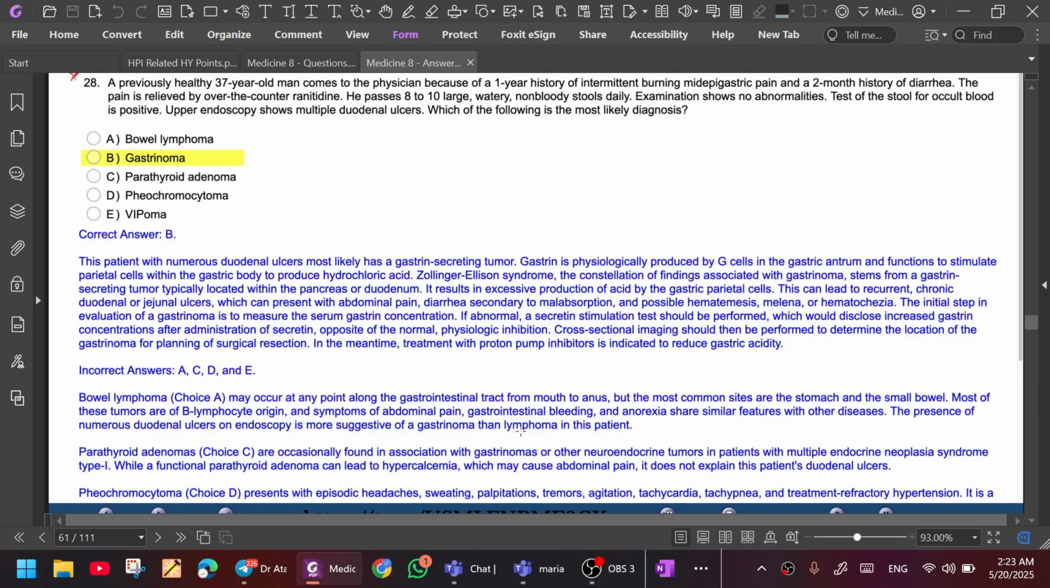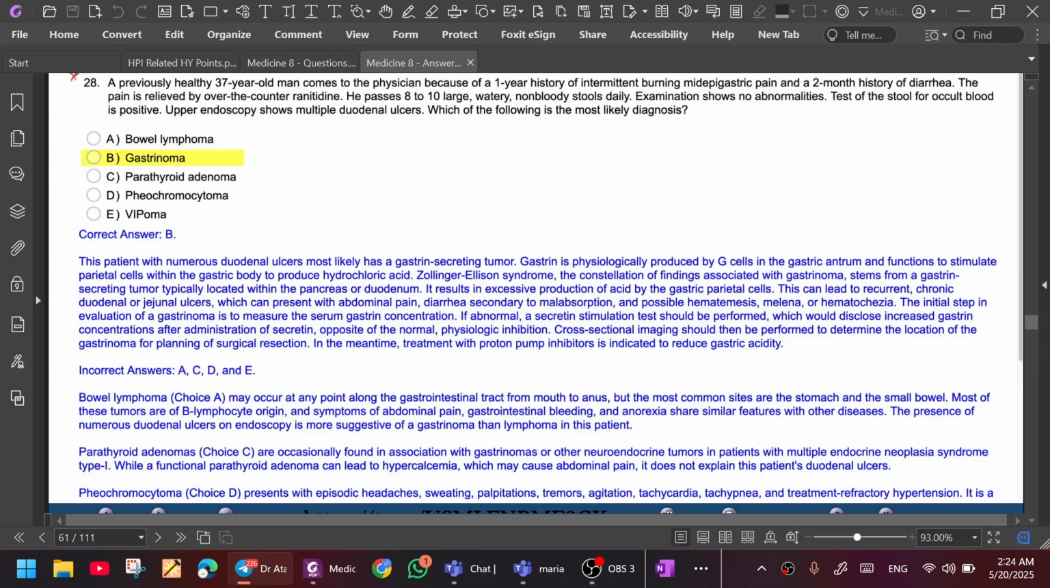Okay. Ready? Yes. This patient with numerous duodenal ulcers most likely has a gastrin secreting tumor, a gastrinoma. Gastrin is physiologically produced by G cells in the gastric antrum and functions within the gastric body to produce HCl.